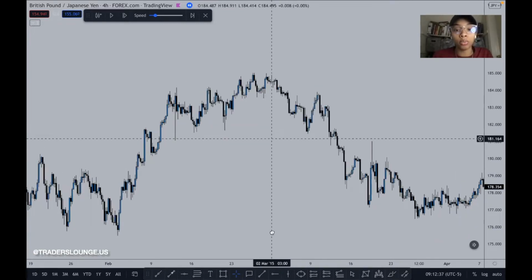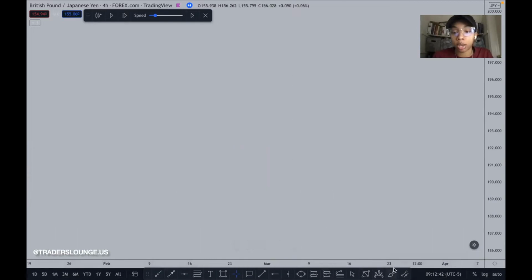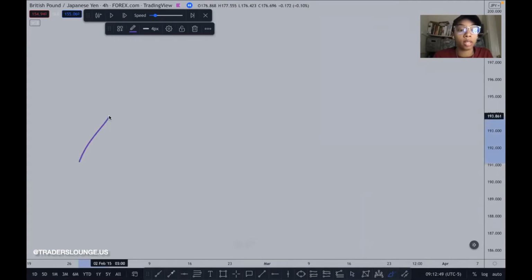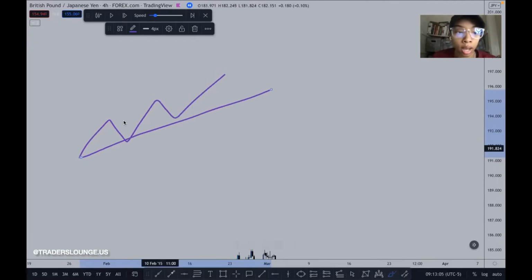What you may hear when it comes to market structure is higher highs and higher lows. If you don't know what that is, I'm gonna draw it out for us here with my brush tool. So price comes up, it makes a higher high, comes down, makes a higher low, higher high, higher low, and higher high. This is called an uptrend. So when you are able to identify the higher highs and the higher lows, so you have a, oh, that's terrible. Let me go back.